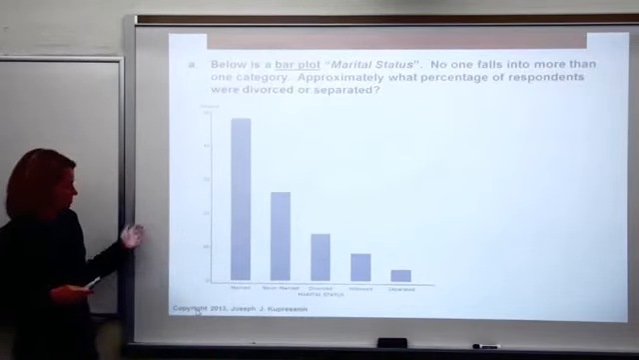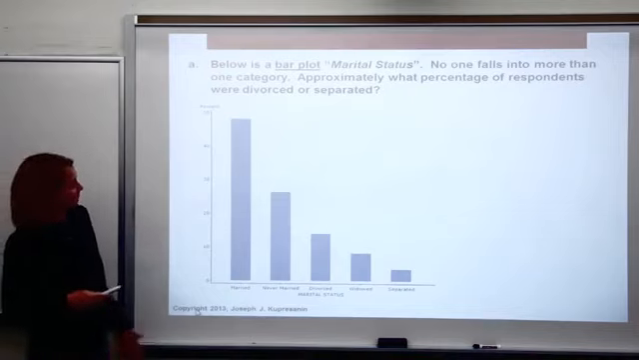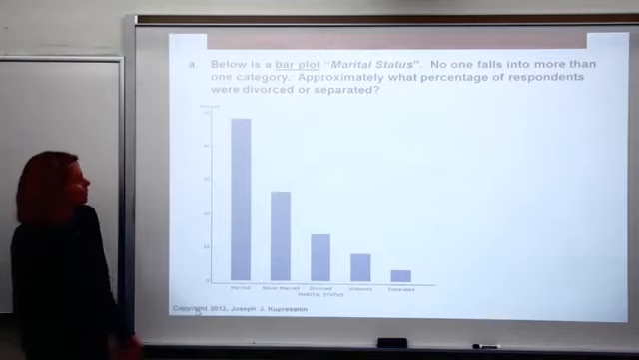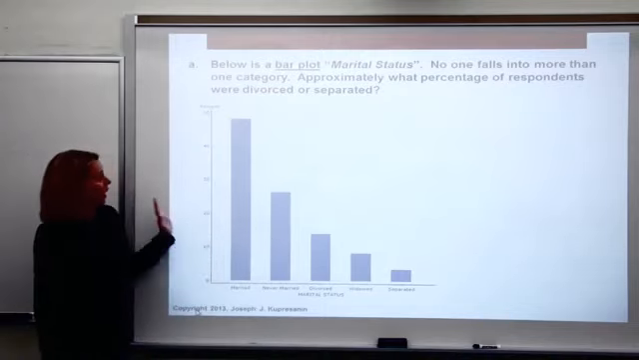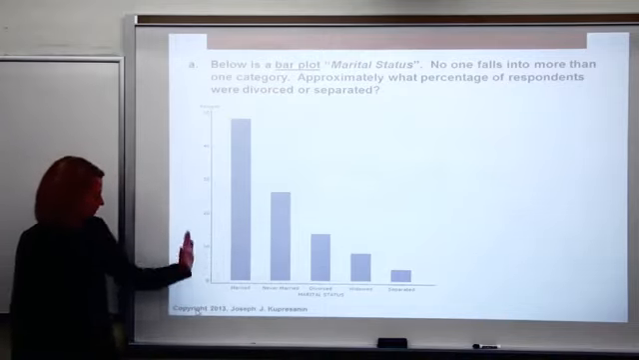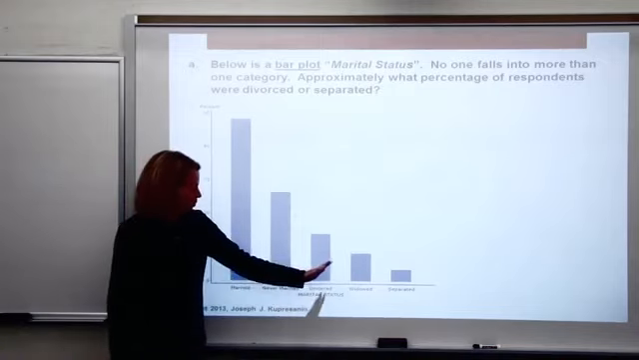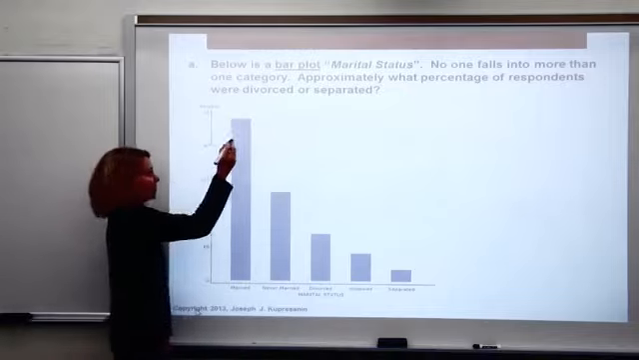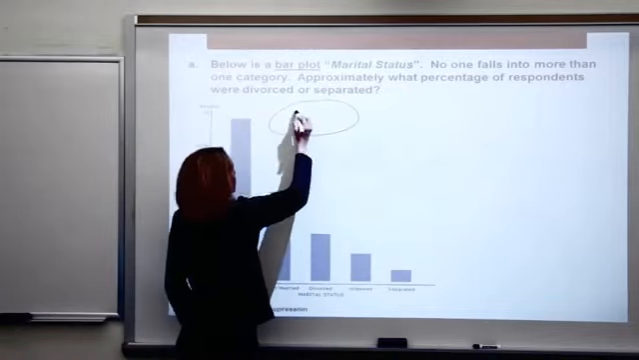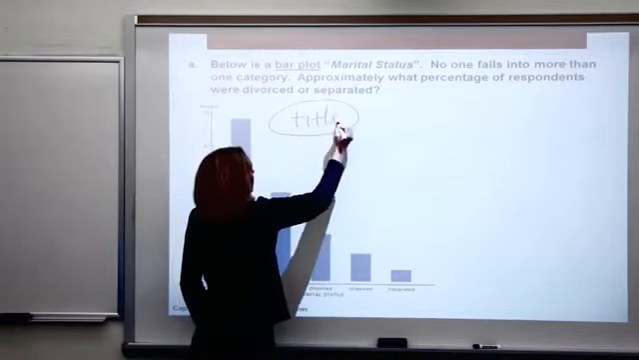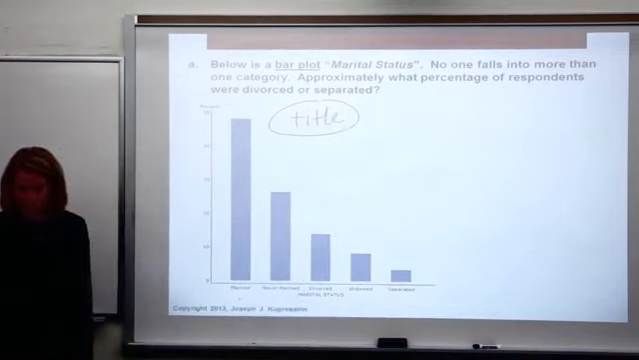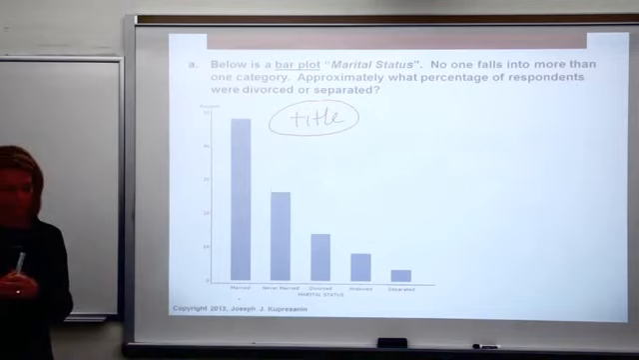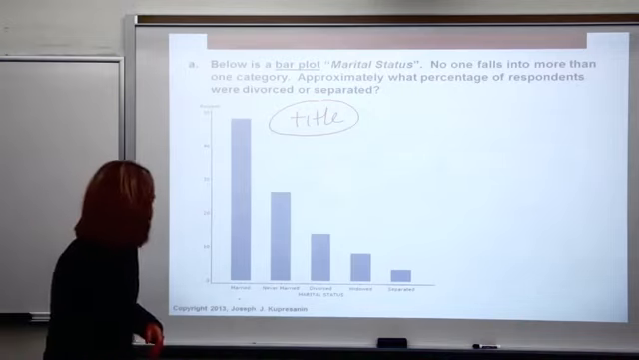This is a graph of marital status. I think we've seen this graph in a previous slide. No one falls into more than one category. You have to be either married, never married, divorced, widowed, or separated. One comment: our graph should have a title, right? So make sure you include a title on your graph here. All right, what are we to answer with this one? Approximately what percentage of respondents were divorced or separated?